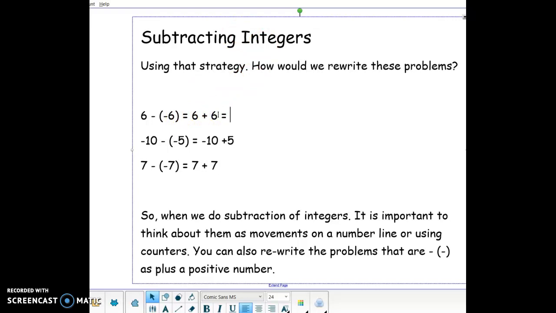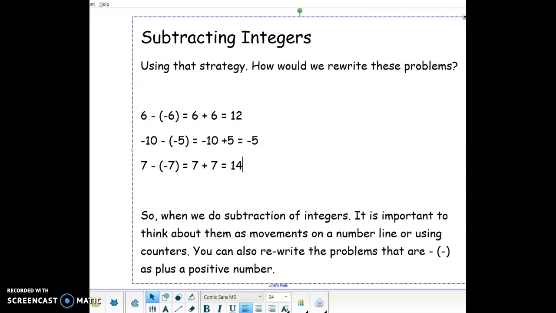We know that 6 plus 6 equals 12. We know that negative 10 plus 5, based on what we learned yesterday, is going to be negative 5. And then 7 plus 7 we know is 14. So when you do subtraction of integers, it's important to think about them as movements on the number line or using counters. You can also rewrite the problems that are minus a negative as plus a positive.